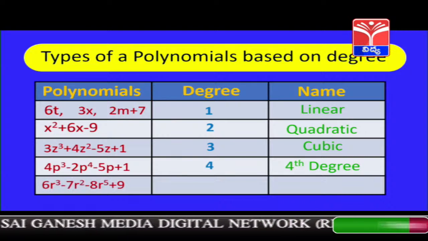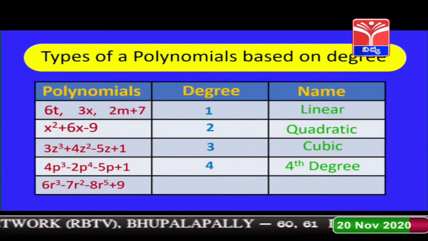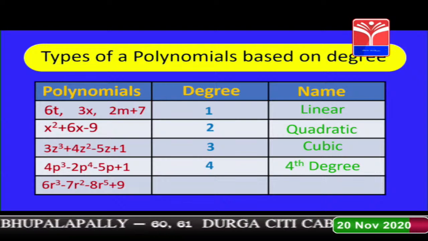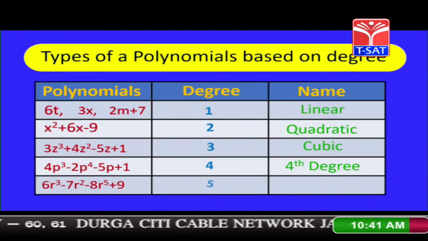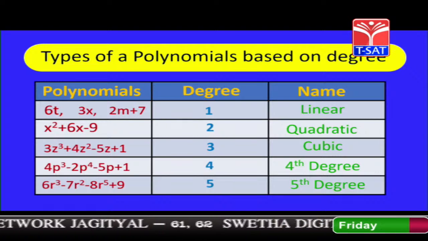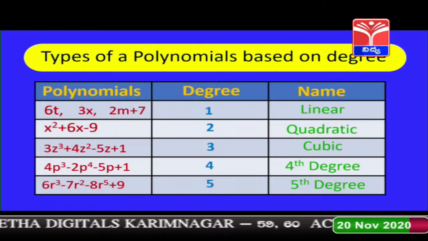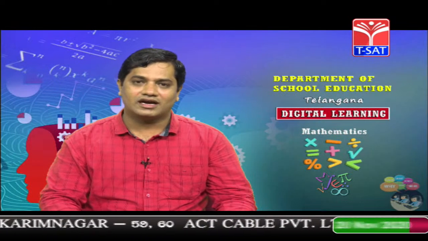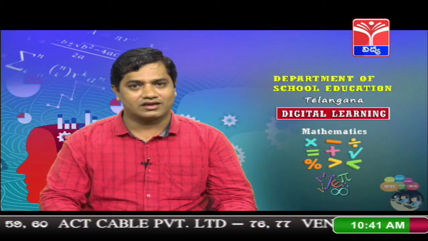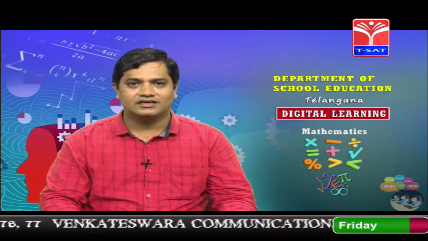Now see this polynomial. What is the degree of this polynomial? Where is the highest exponent of this letter r? Yeah, it is a fifth degree polynomial. Obviously, the name of the polynomial is fifth degree. Can you write an example with a higher exponent? Next higher level, 6th degree, 7th degree, like that.